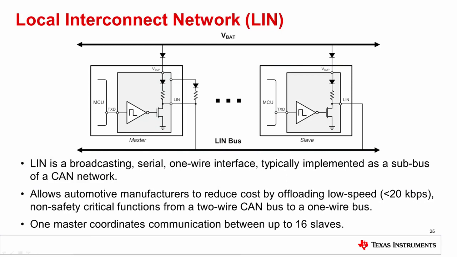The Local Interconnect Network, or LIN, is a broadcasting serial one-wire interface typically implemented as a sub-bus of a CAN network. It allows automotive manufacturers to reduce cost by offloading low-speed, non-safety critical functions from a two-wire CAN bus to a one-wire bus. One master coordinates communication between up to 16 slaves.